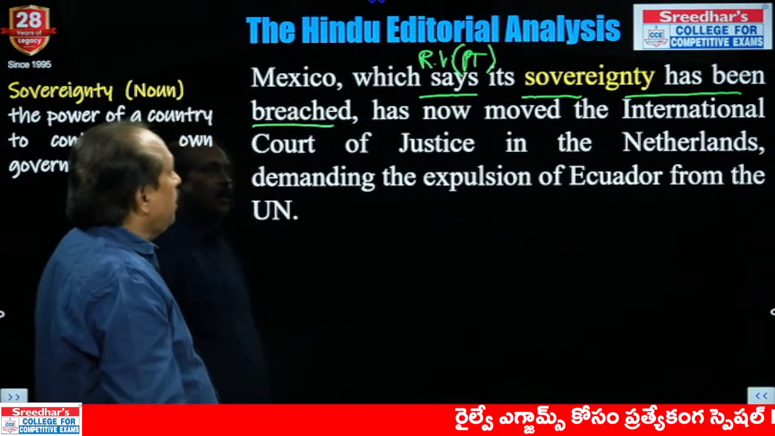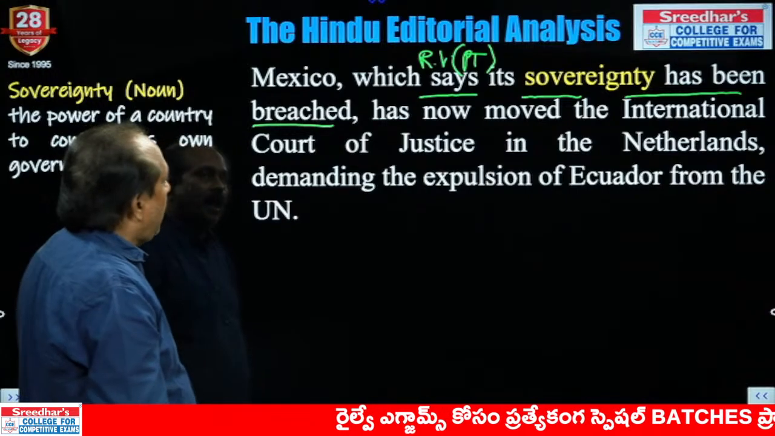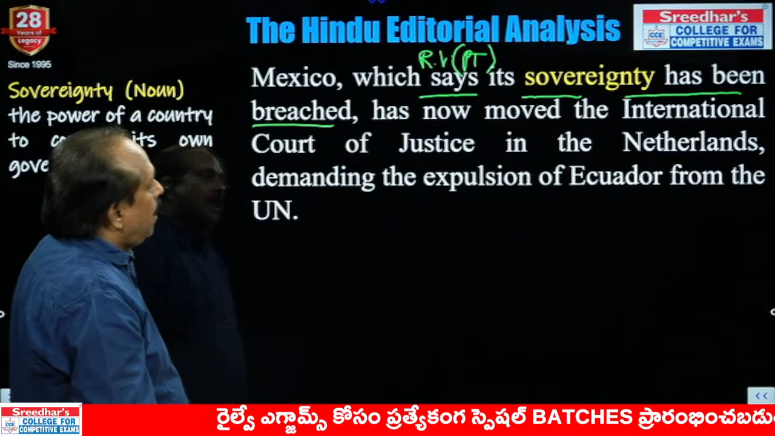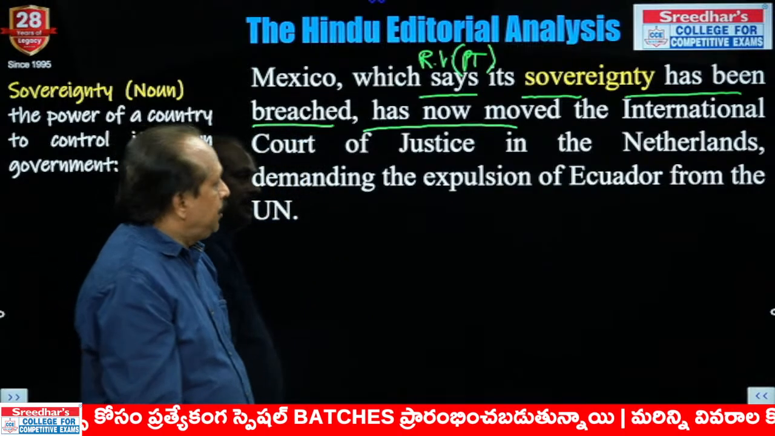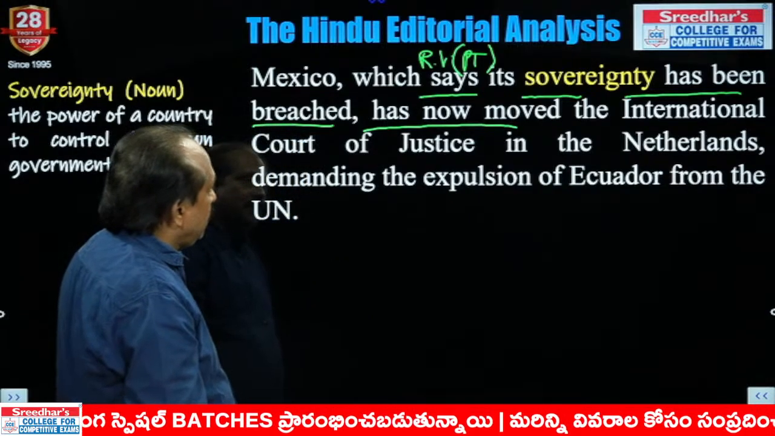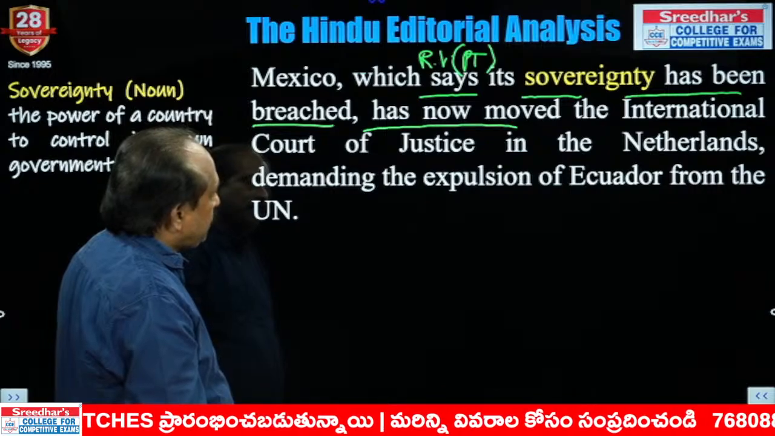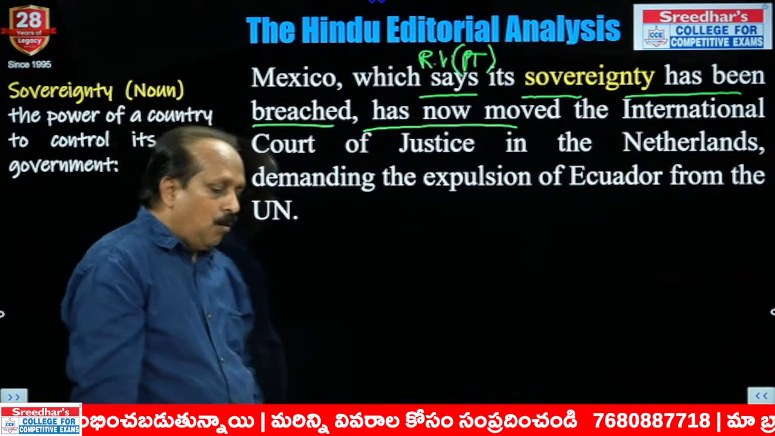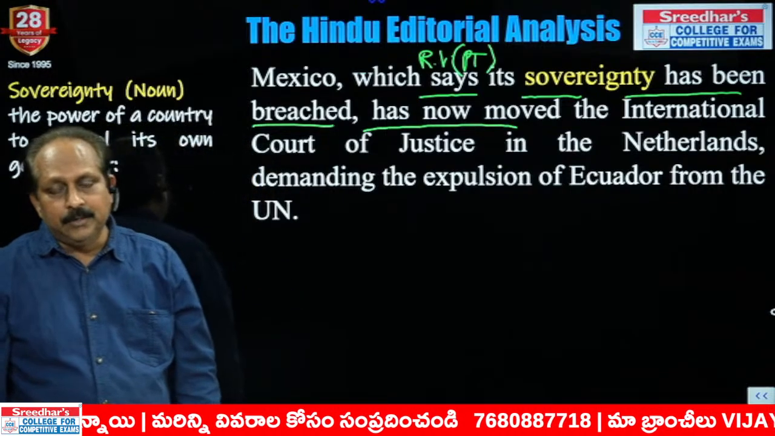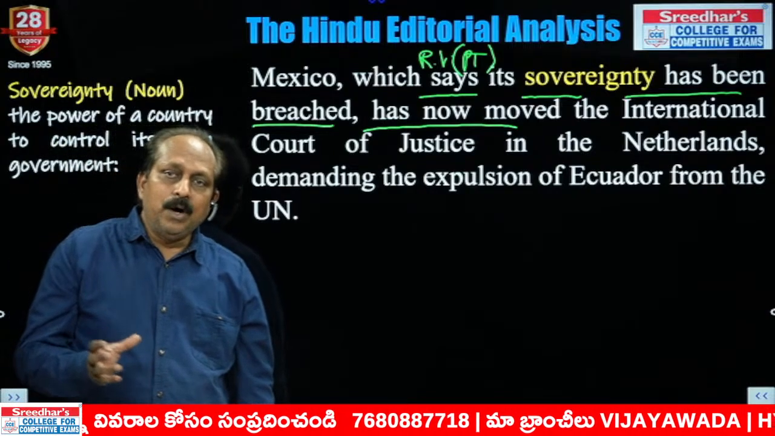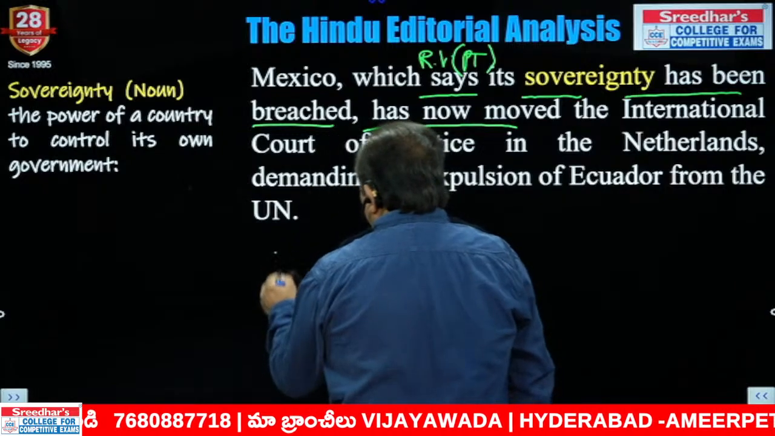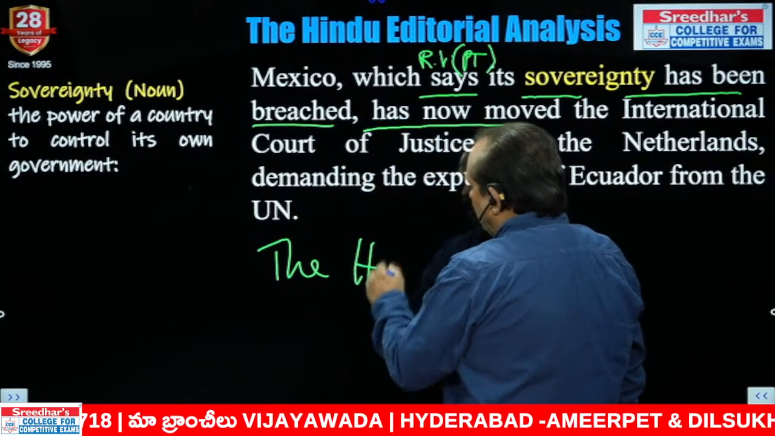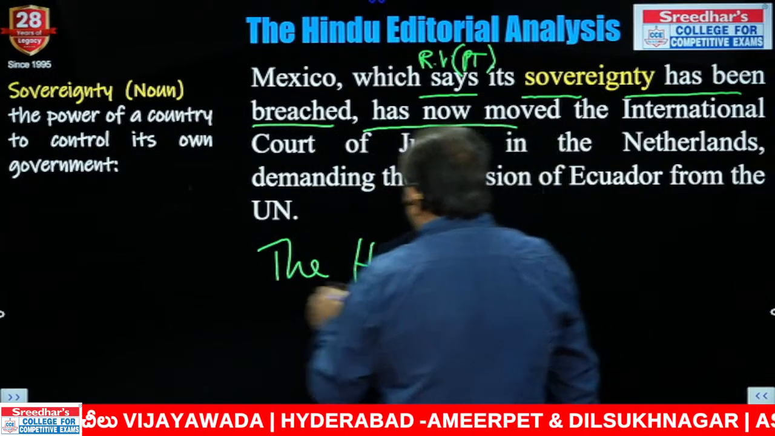Based on the attack, Mexico says its sovereignty has been breached, has now moved, again present perfect, the International Court of Justice in the Netherlands demanding the expulsion of Ecuador from the UN. What is the reaction of Mexico based on this attack? Mexico went to the International Court of Justice, which is in Hague. Before Hague, also, we have to use a definite article, The Hague.